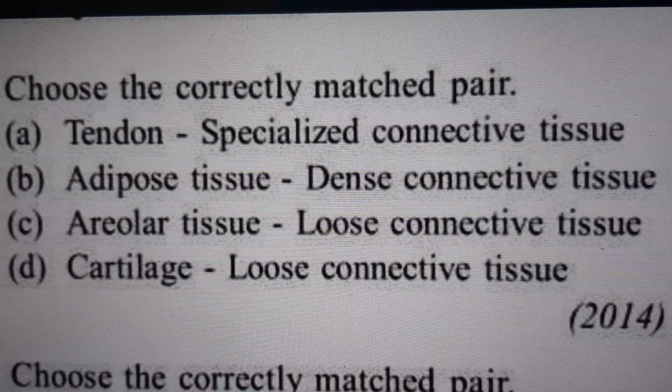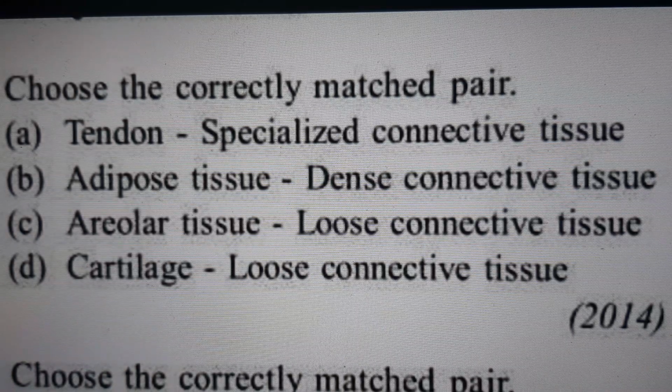Let us look at option A, specialized connective tissue. Specialized connective tissue are three: blood, bone, and cartilage. Tendon is not a specialized connective tissue, so option A is wrong.